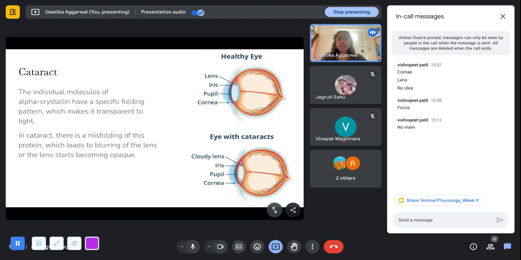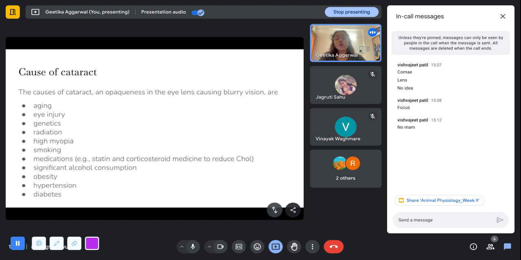So this alpha crystalline protein has a specific folding pattern, which makes it transparent to light and also makes it soluble in water. In cataract, this protein alpha crystalline is getting misfolded. It's not getting folded in the correct configuration, which makes it insoluble in water and also makes it opaque. It does not let light pass through it, and this leads to the blurring or opaqueness of the lens. So it is all because of alpha crystalline, which is not able to fold in the correct pattern in which you would expect it to fold.